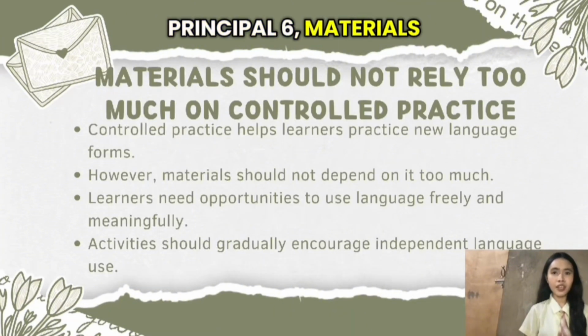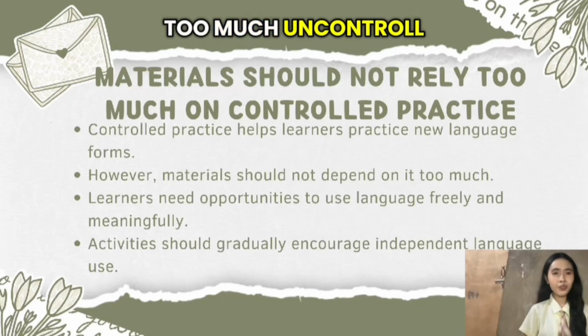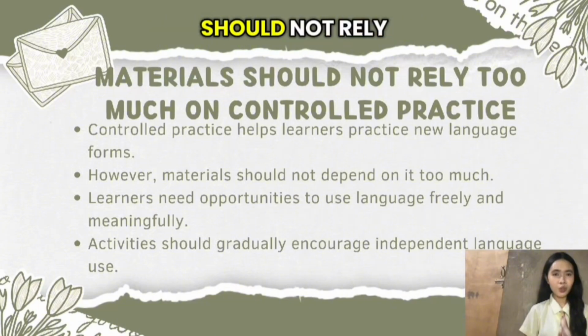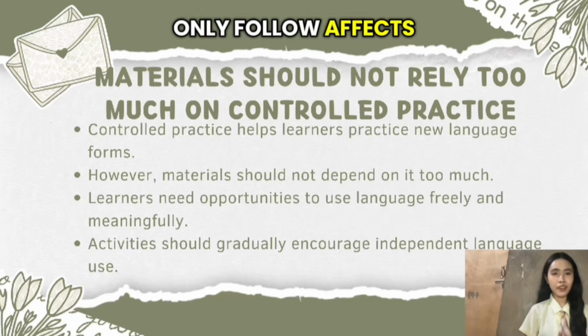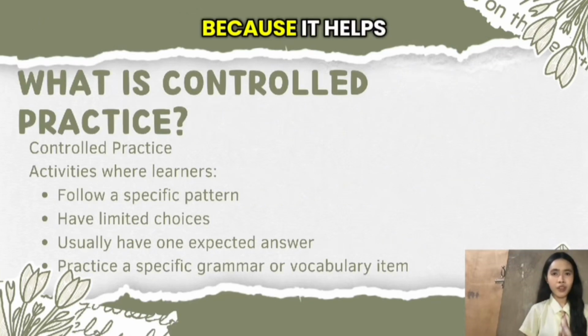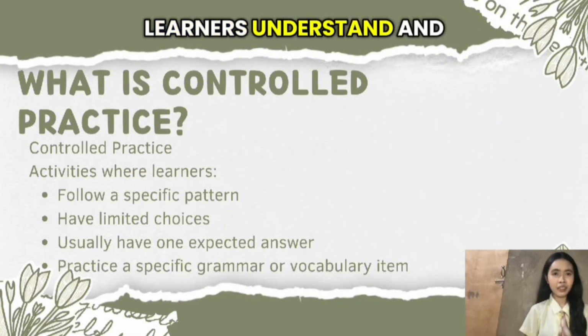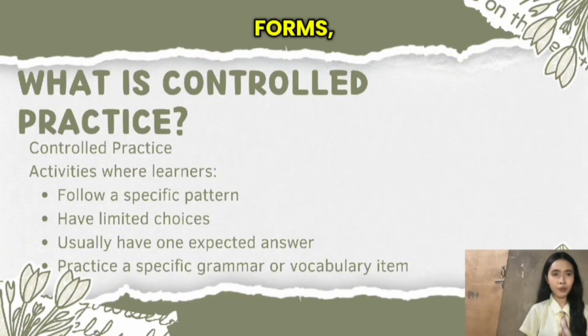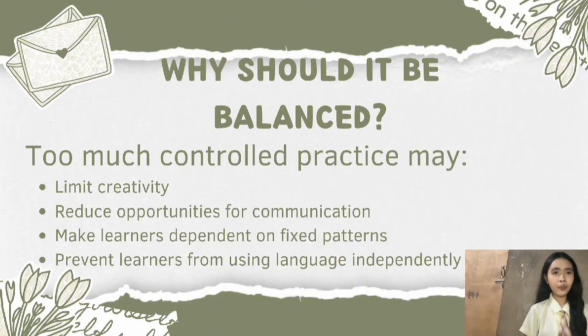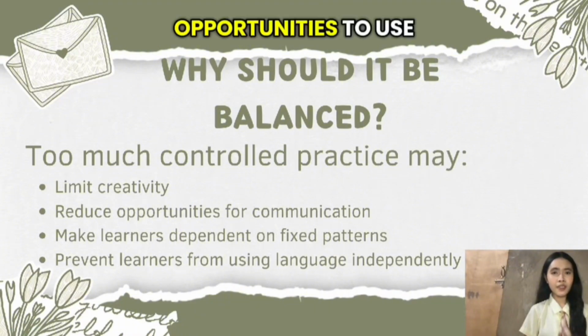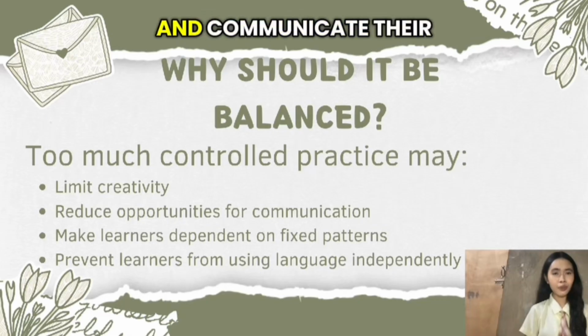Principle 6. Materials should not rely too much on controlled practice. This principle means that learning materials should not rely too much on activities where learners only follow a fixed pattern or choose one correct answer. Practice is useful because it helps learners understand and practice new language forms, especially grammar and vocabulary. However, if materials rely on it too much, learners may have fewer opportunities to use the language freely and communicate their own ideas.